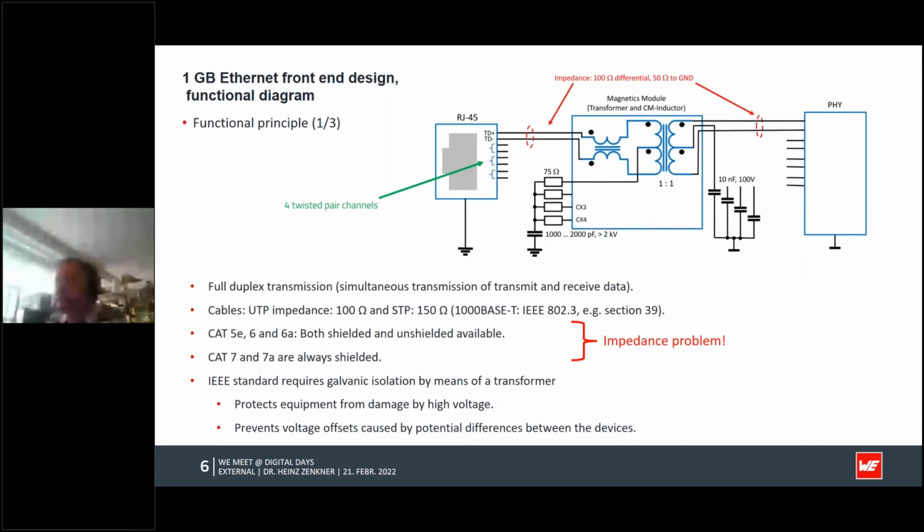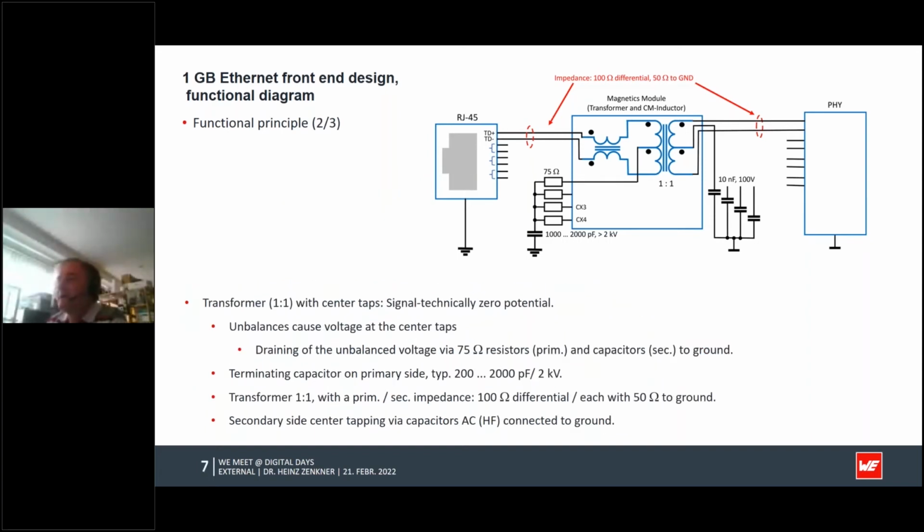So the next issue is that the transformer normally has an impedance between primary and secondary of 100 ohm differential, which means if we have a center tap here, 50 ohms between the center tap to the one part of the signal and 50 ohms to the other part of the signal. It is symmetrical, so meaning 50 ohms to the ground and 100 ohms differential.